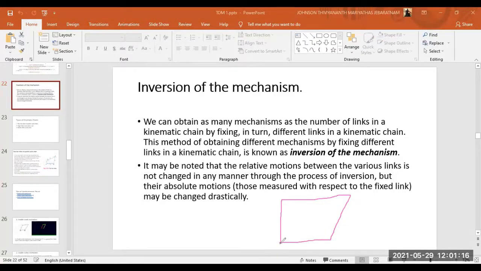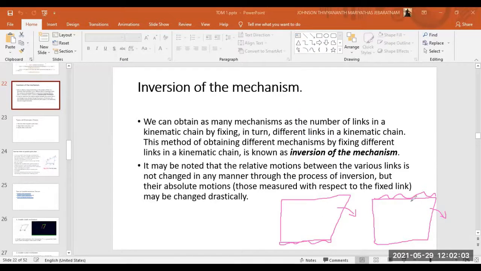So if I fix this link and make this one move, this is one phenomenon. I can call it one inversion. And a similar, exactly similar mechanism, I will fix this link and move this link. So the relative motion has no change, but the absolute motion would be changed. Absolute motion means the motion of that particular individual member alone.